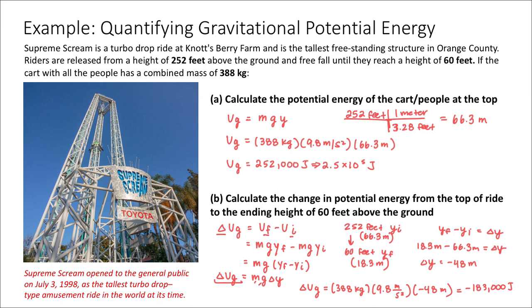And so in this case, the negative sign associated with the change in potential energy tells us that I have less potential energy at the bottom of the ride than I did at the beginning. So the negative sign here does not indicate a direction. Remember, this is still a scalar quantity. It just tells me that my potential energy has decreased from the beginning of the ride.